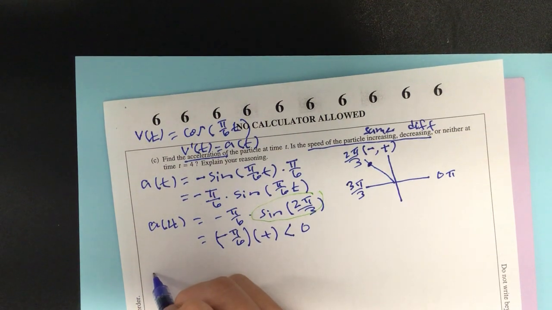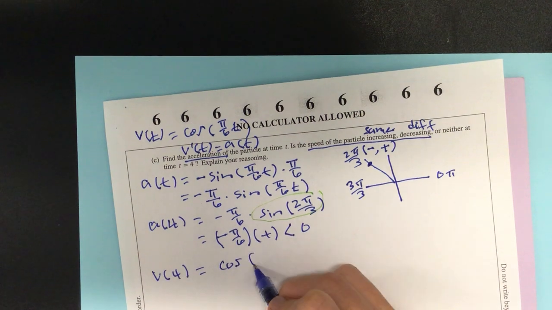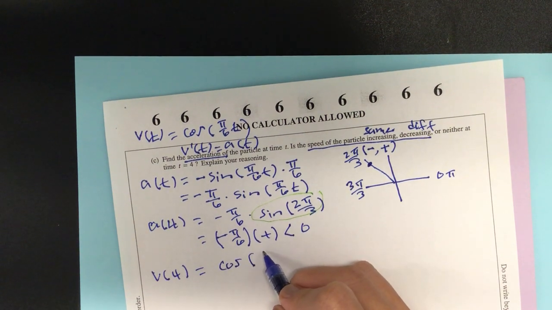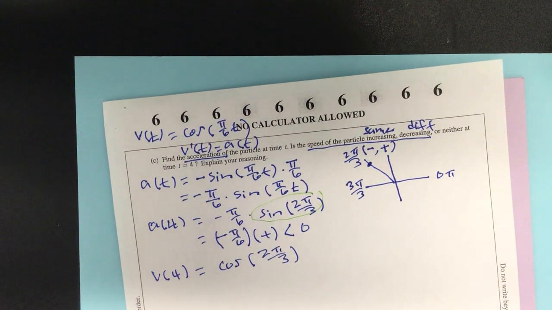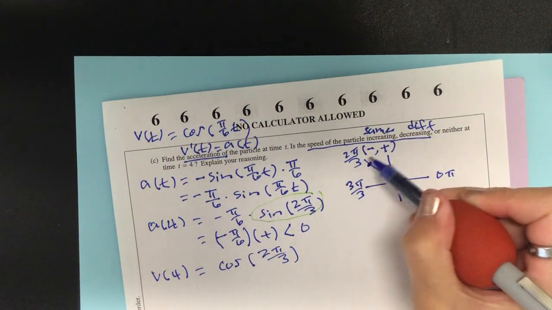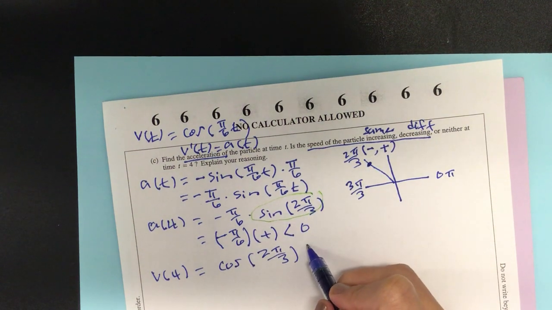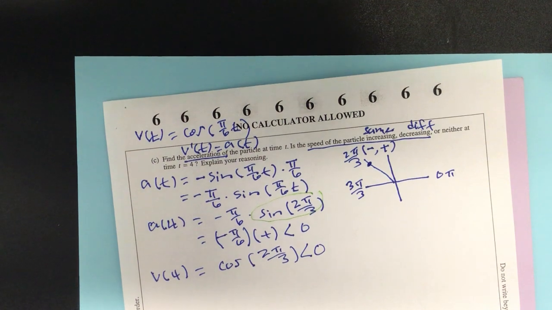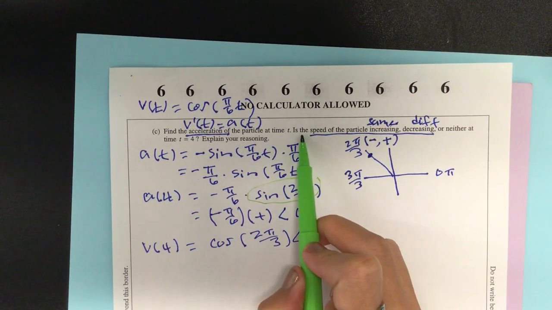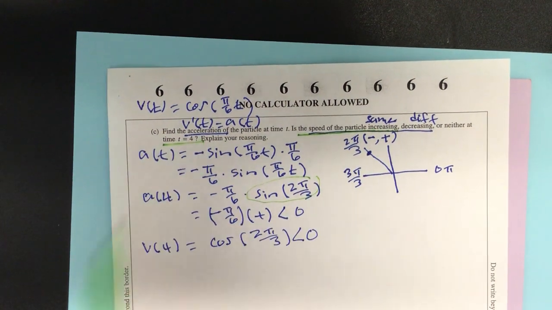Now let's find our velocity. We have v of 4. We're plugging this one into the original. Cosine of, if I again plug in the 4, it's going to simplify to 2 pi over 3. And without doing any work, don't I already have 2 pi over 3 in my graph? So cosine is what in that quadrant? Negative. So they're the same sign, so what's happening to our speed? Increasing. So I'm going to take my sentence stem. The speed of the particle is increasing at time equals 4.